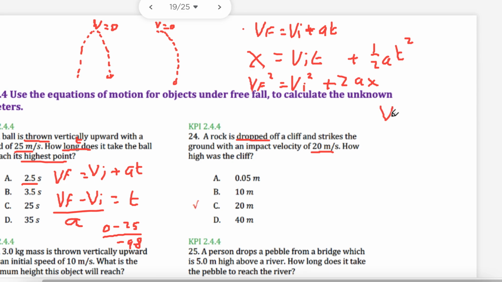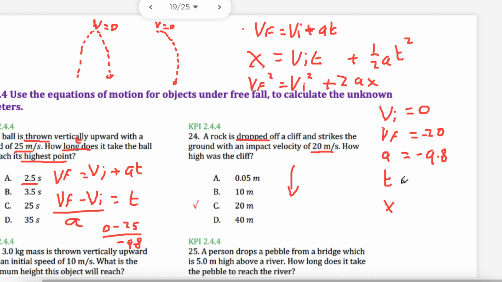Same thing: Vi, Vf, A, T, and X. Let's see what we have. Dropped, so initial speed is 0. Gravity, we already know that, is minus 9.8, always. Final speed, we have it, 20. Well, it's dropped, it's falling downwards, so I can say minus 20 in that case.